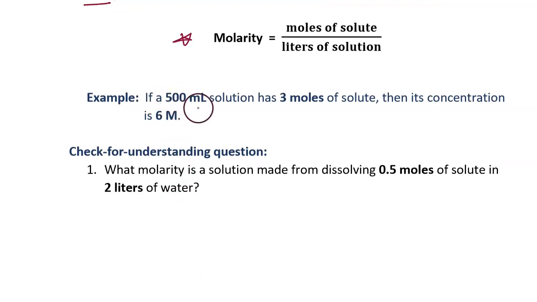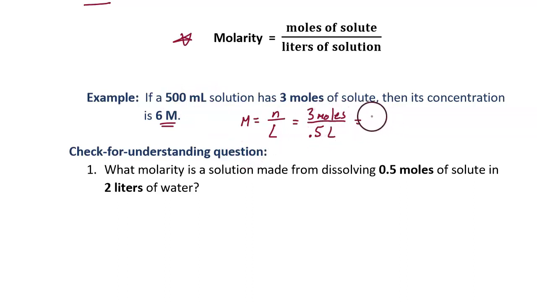If 500 milliliters of solution has 3 moles of solute dissolved in it, then its concentration is 6 molar. Well, why is that true? How did we know the concentration was 6 molar? By using this molarity formula. M equals number of moles divided by liters of solution. In this example, the value of N is 3 moles, and the number of liters of solution is 0.5 liters, because 500 milliliters is half of 1 liter.